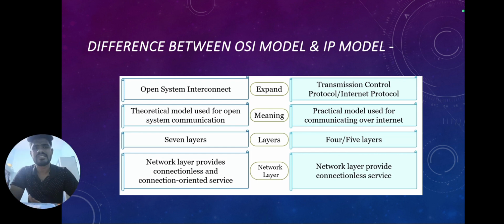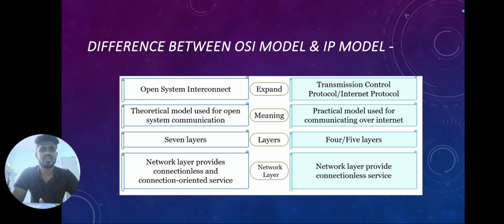Now let's see some of the major differences between the OSI model and IP model. First, expansion: Open Systems Interconnection is the expansion of OSI model, and Transmission Control Protocol or Internet Protocol, as we know, is the expansion of TCP/IP model. Next, meaning. The OSI model is a theoretical model used for open system communication, and the TCP/IP model is a practical model used for communicating over internet. And how many layers does each contain?